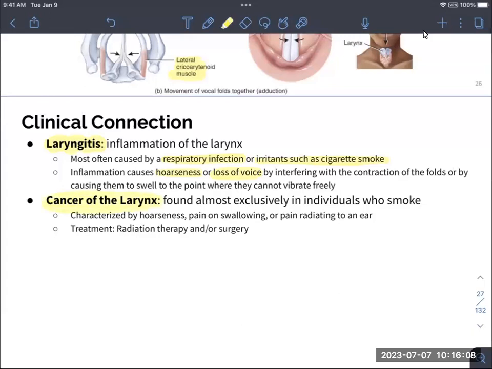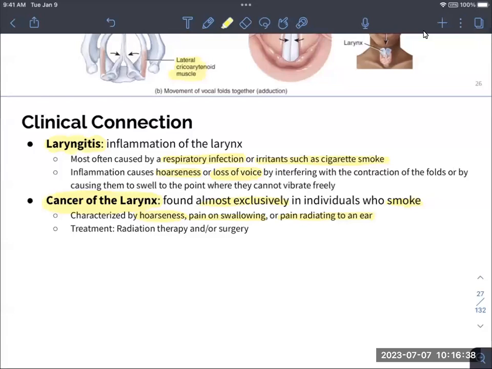Cancer. Cancer in the larynx is almost exclusively found in people who smoke. So they have a constant hoarseness. They may have pain with swallowing. The pain can even radiate to the ear just because of nerve pathways that travel on the same axons. That's how pain kind of travels to different places.